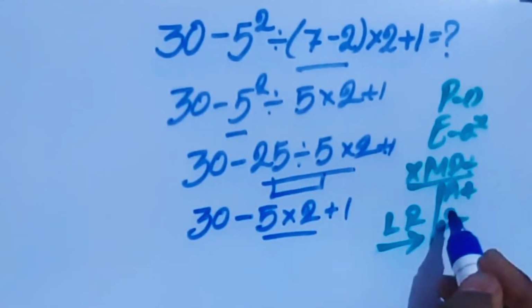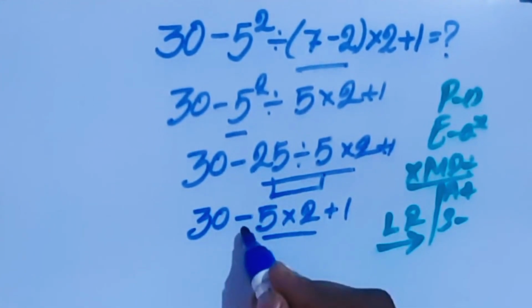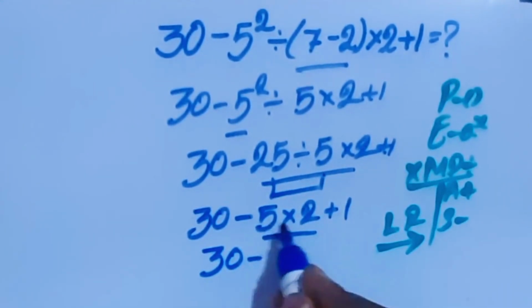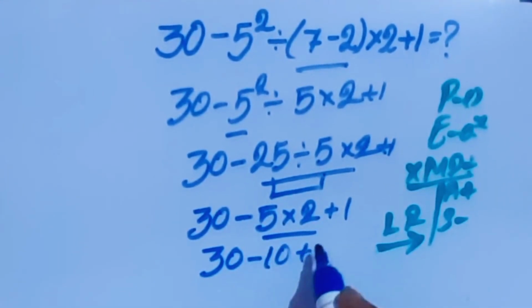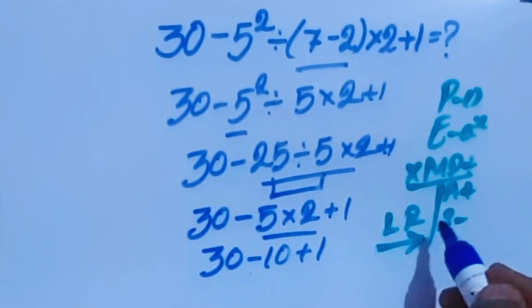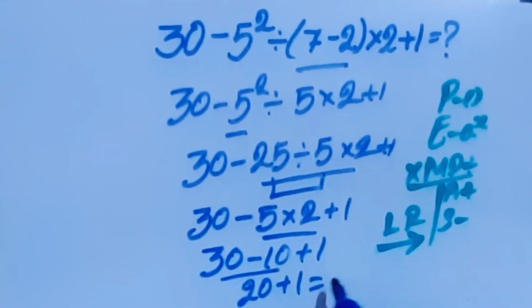Here this multiplication is higher priority than this addition and subtraction. So we have to do this multiplication before this addition and subtraction. So 30 minus 5 times 2 is 10 plus 1. Here we have addition and subtraction. Here both are equal priority. For this equal priority, we have introduced this left to right rule. Here left to right is 30 minus 10. 30 minus 10 is 20 plus 1. Here 20 plus 1 is 21, which is the correct answer.